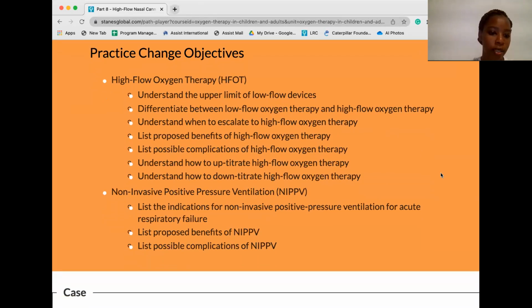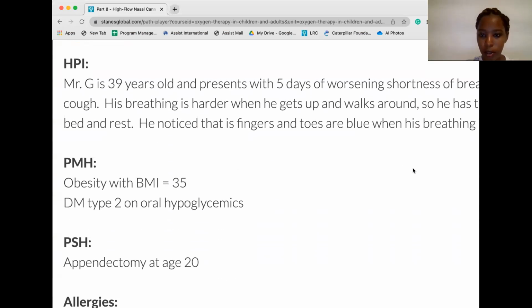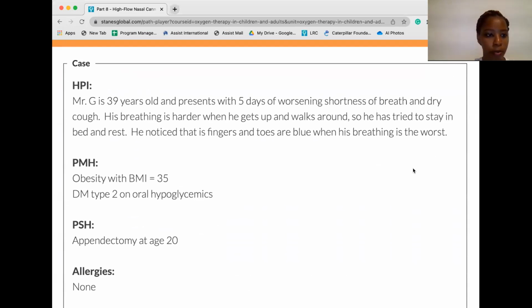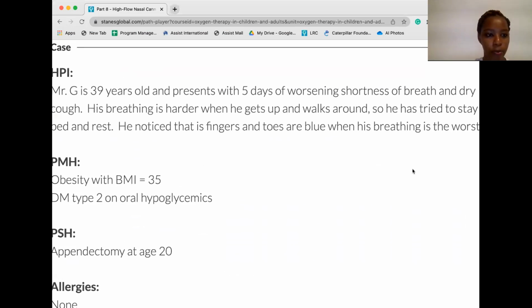For non-invasive positive pressure ventilation for an adult, we list the indications for non-invasive positive pressure ventilation for acute respiratory failure, then list proposed benefits of non-invasive positive pressure ventilation, and list possible complications of this. So we go to our case now.